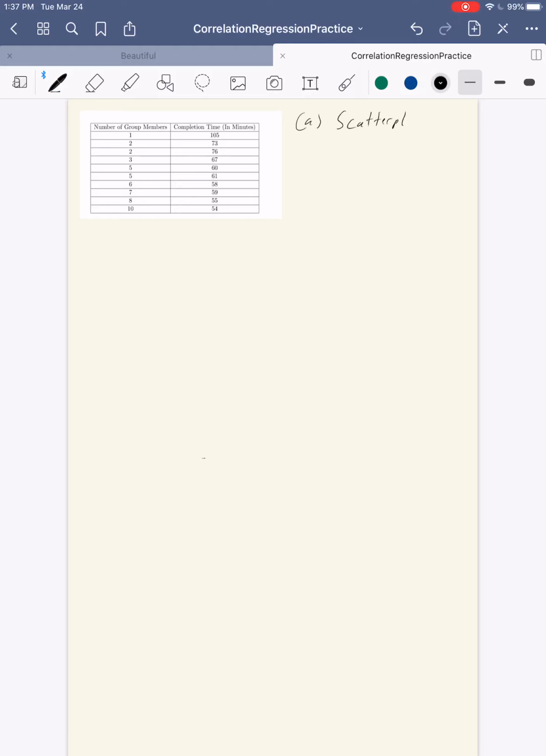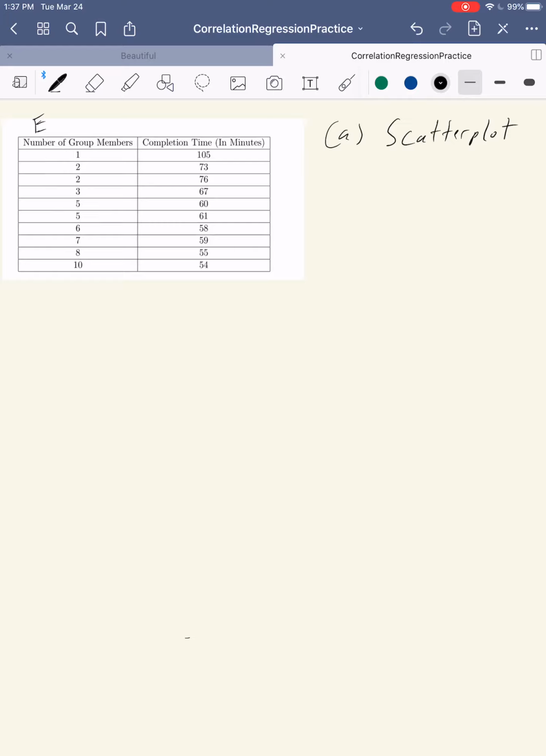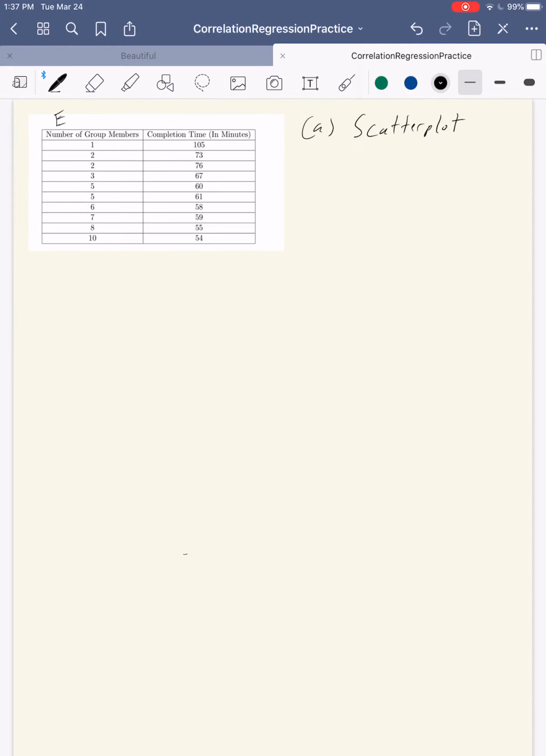Keep in mind, before we start, we do need to identify the explanatory and the response. Clearly in this pairing, the number of members should help explain the completion time. So we know that this is going to be our explanatory. Let's zoom in a little bit to make it easier to read. That'll be our explanatory, which means it goes into L1 when we're ready to use the calculator. And this will be the response, the completion time, and that'll go into list 2.